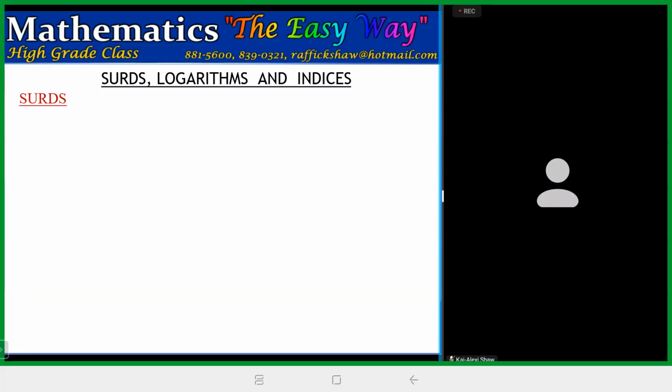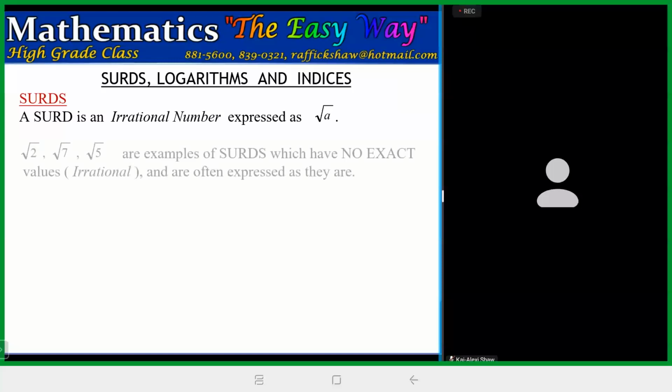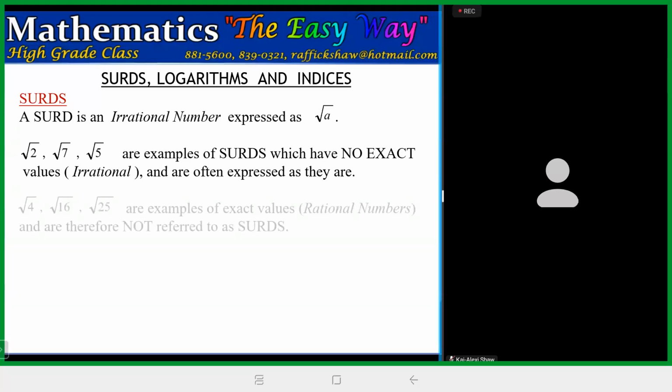All right, so let's go. Those are examples of surds: square root of 2, square root of 7, square root of 5, square root of 3 are examples of surds which have no exact value. They are irrational and are often expressed as they are. They are irrational because they cannot be expressed as fractions with a whole number numerator and a whole number denominator.